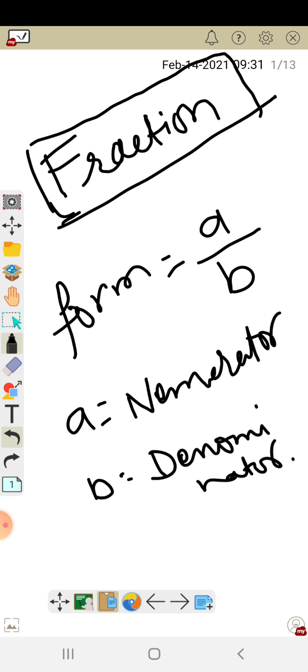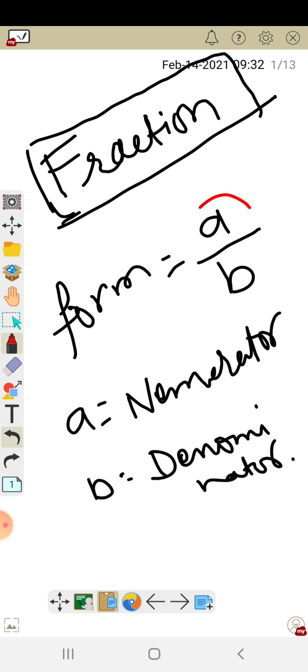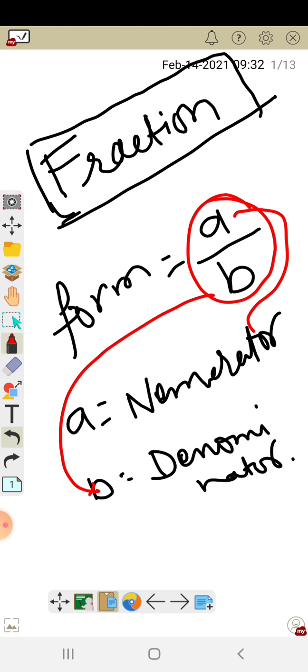Today we will discuss fractions. As you all know about fractions. What is a fraction? A fraction is also known as a part or share. It's also a part of division. And what is the form of a fraction? Fractions are written in the form of a upon b, where a is the numerator and b is the denominator. We all now know some basic terms and some types of fractions.